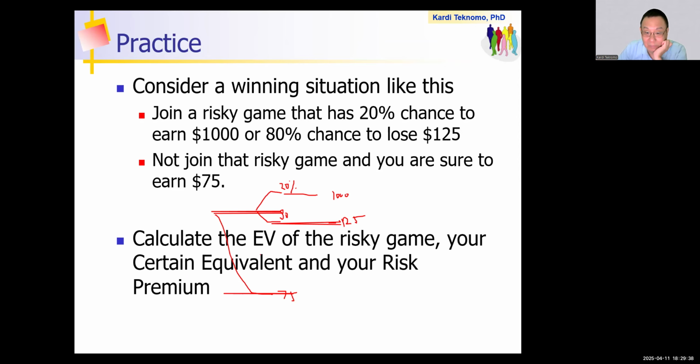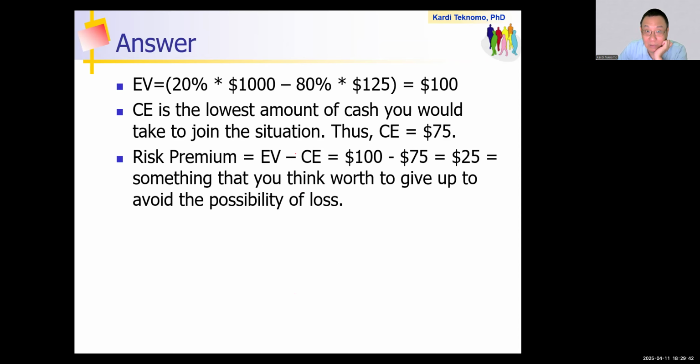So in this case, your EV is how much? 20% times 1,000 and then minus, this is the negative. For the gamble, EV is 20 multiplied by 1,000 minus 80% times 125. So the EV is 100.